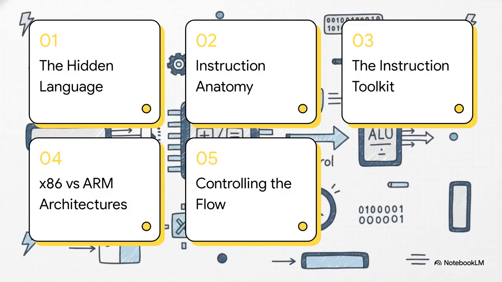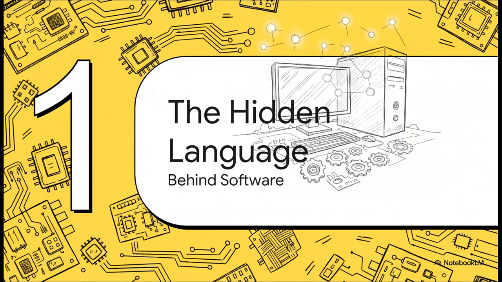Here's a quick roadmap of how we'll demystify this hardware-software boundary. We're covering the computer's hidden language, the anatomy of an instruction, the instruction toolkit, how x86 stacks up against ARM architectures, and finally, controlling the flow. All right, Section 1, the computer's hidden language.